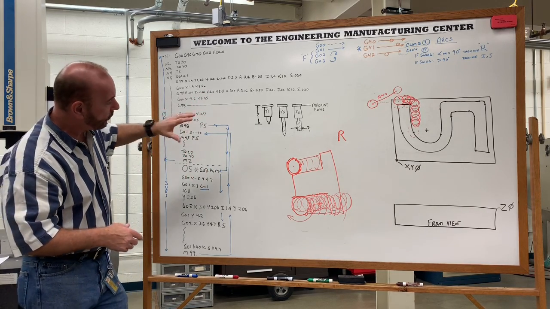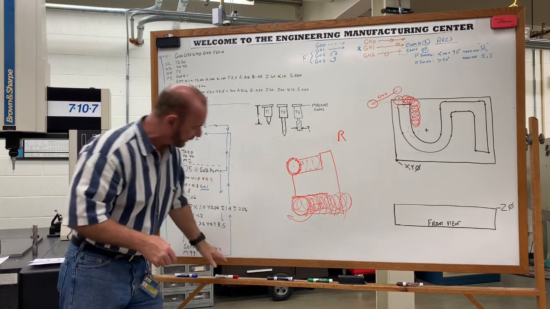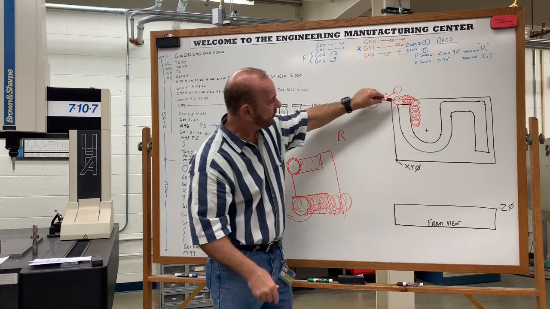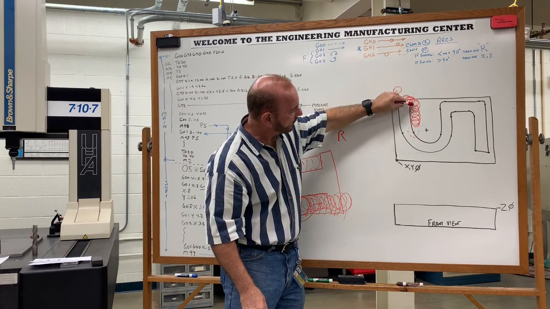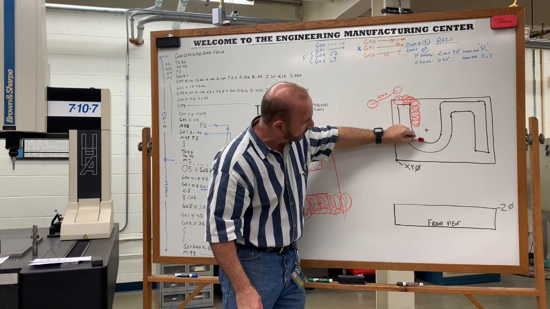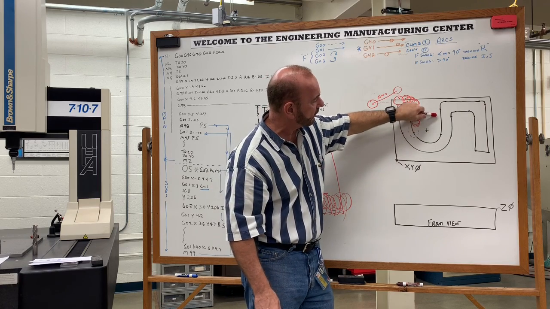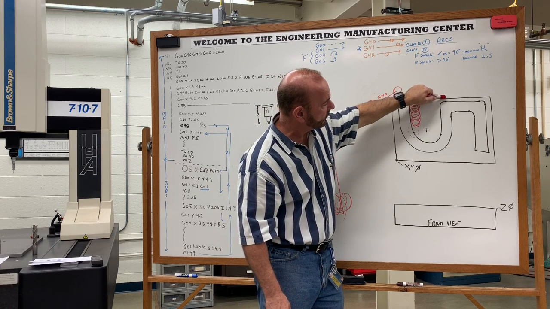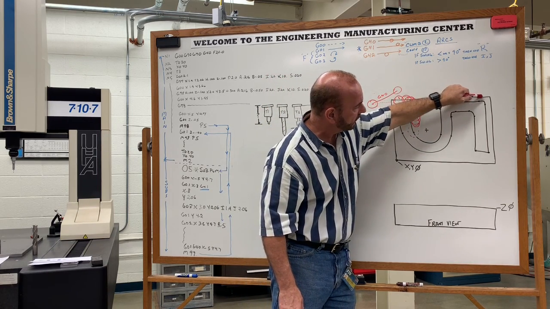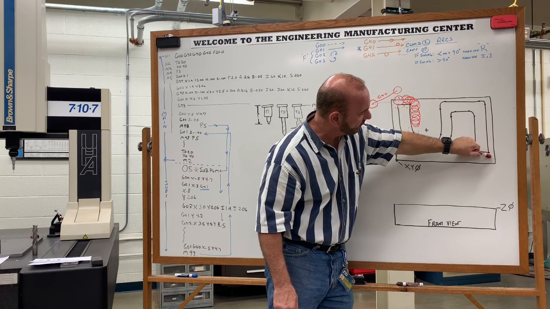So when you traveled around this particular shape here, we used a G01 to go to this point, a G01 to go to this point, a G03 in order to go counterclockwise, G01 to go straight again, G02 clockwise, G01, G02, G01.